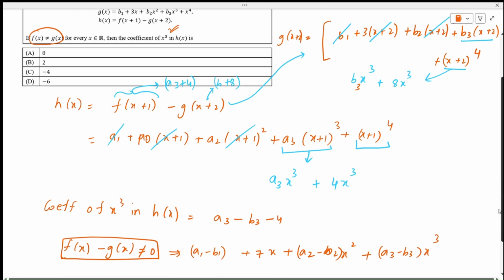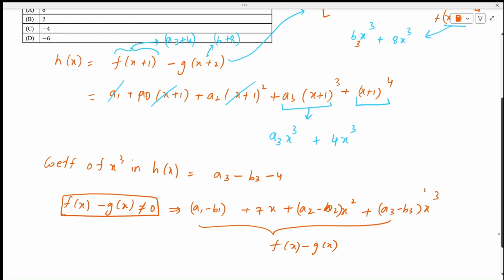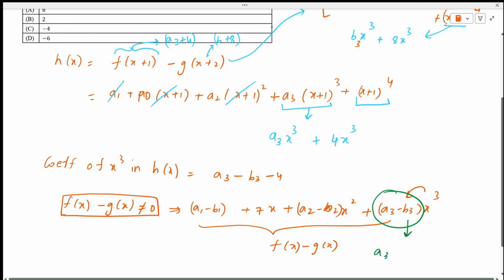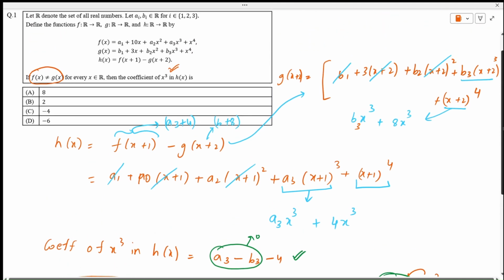This is a cubic equation, and it will definitely have one root. So if the coefficient of x cube is equal to 0, then we won't have any solutions. From this we can conclude that a3 minus b3 is equal to 0, so a3 equals b3. We substitute it in our coefficient, and it becomes 0 for the first part. So the coefficient of x cube in the given function h of x is minus 4. So the answer is option C.